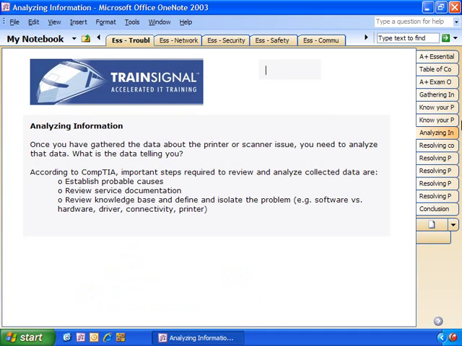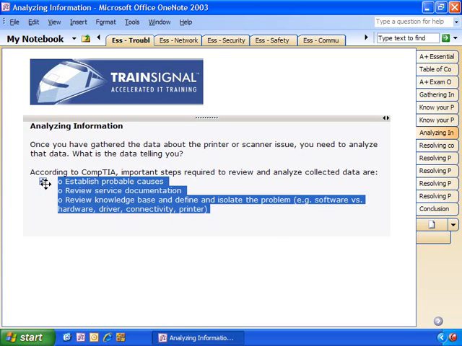All right, now let's talk about analyzing information. Once you've gathered the data about the printer or the scanner issue, you need to analyze that data. What is that data telling you? Well, according to CompTIA, important steps required to review and analyze collected data are listed here. Too many people, once they gather the data, immediately jump into analyzing the data and determining a cause phase. In other words, they don't take their time.